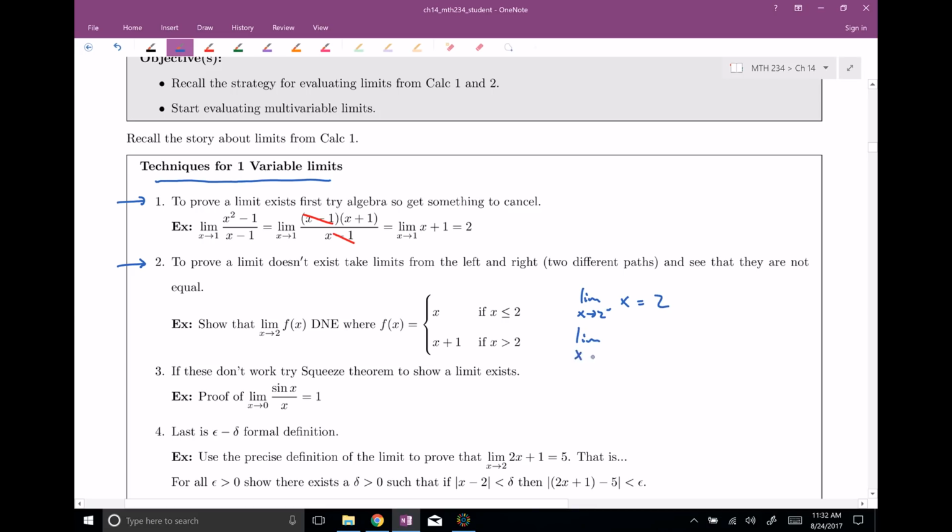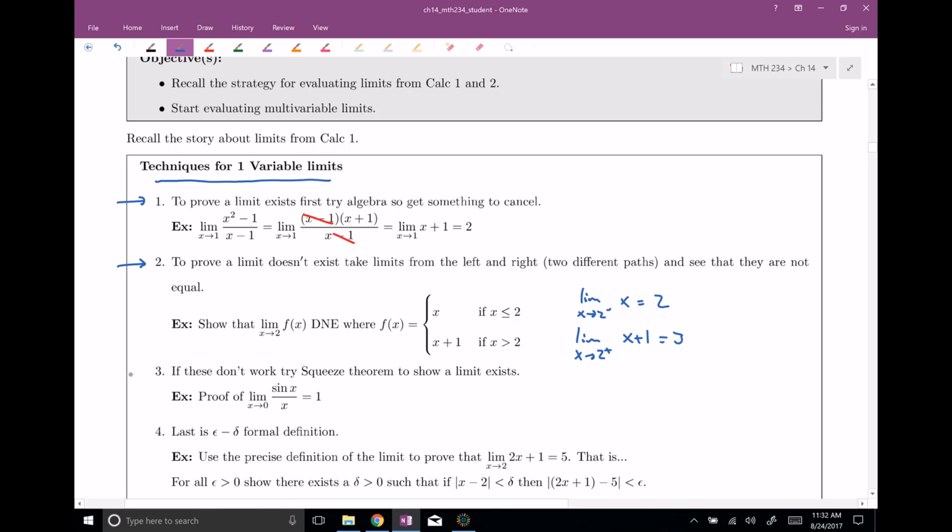However, if you approach from the right, 2 plus, which denotes from the right, then you're bigger than 2. In that case, your function is given by x plus 1. So if you plug in a 2 everywhere you see an x, you're going to get 3. And since the left-hand limit and the right-hand limit are not equal to each other, the claim is the two-sided limit does not exist.